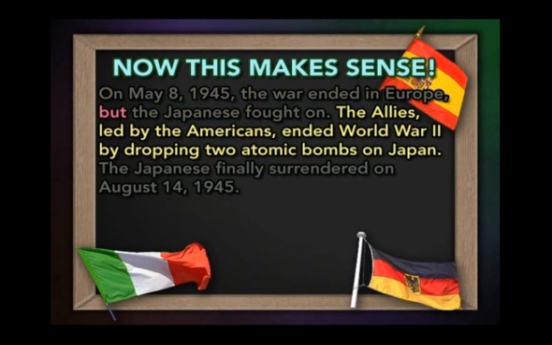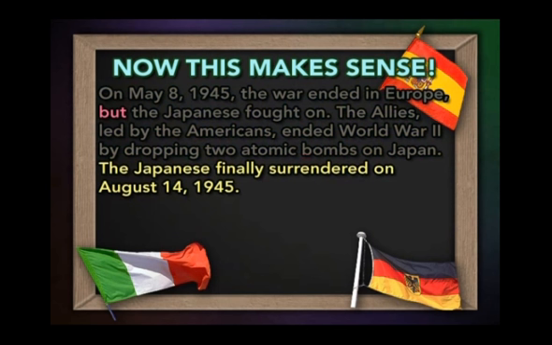The Allies, led by the Americans, ended World War II by dropping 2 atomic bombs on Japan. The Japanese finally surrendered on August 14, 1945. The finally makes sense there because it shows that there was a length of time between May 8, 1945 and August 14th. So by using finally, I'm showing the duration of time.